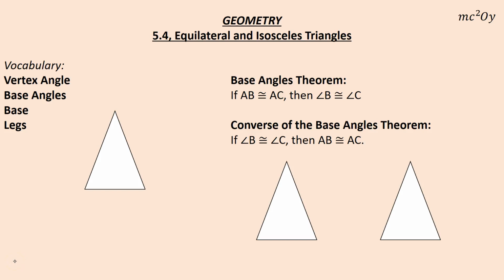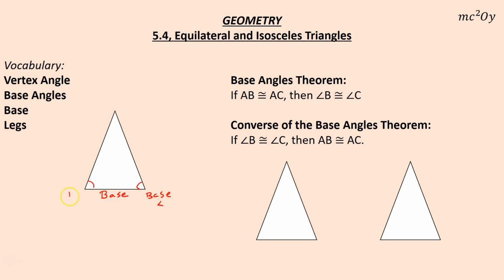Equilateral and isosceles triangles. Some vocabulary first. First, an isosceles triangle has at least two angles and two sides congruent. So the side that is not congruent on a typical isosceles triangle is called your base. The two angles that are congruent are called base angles.